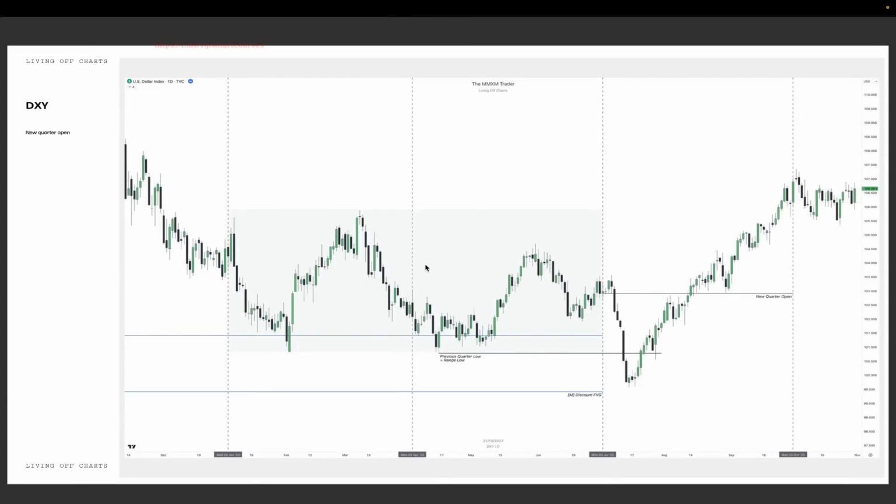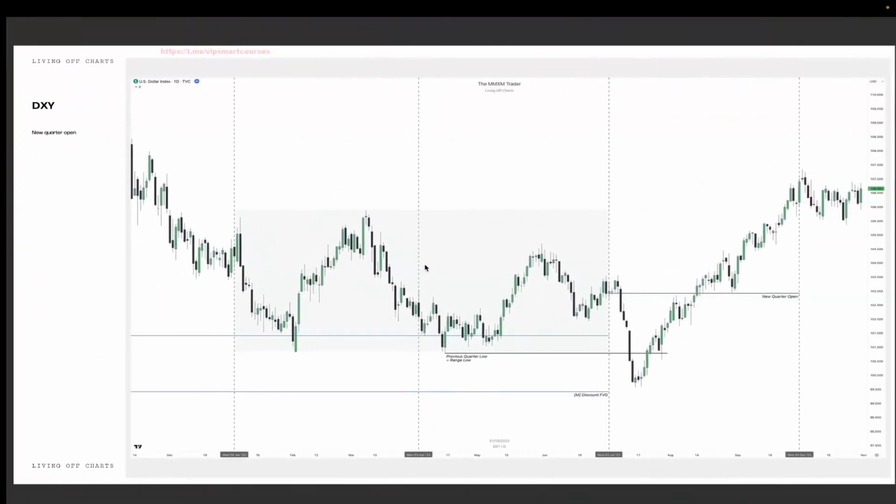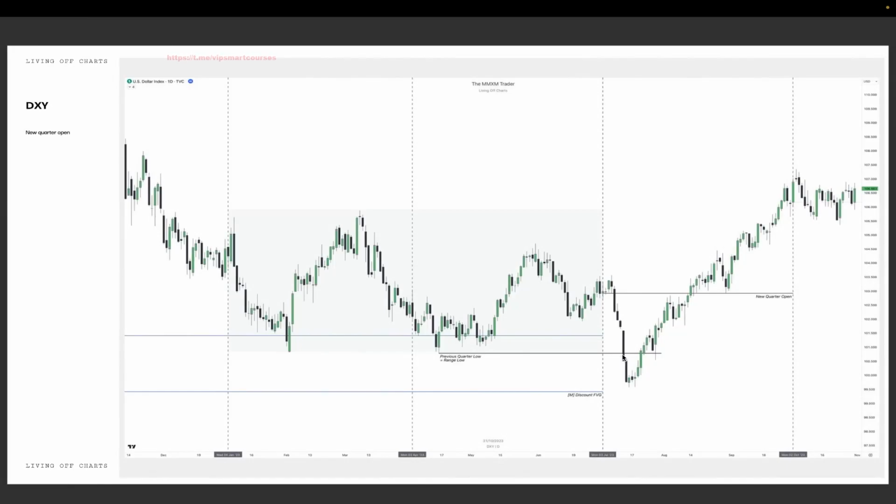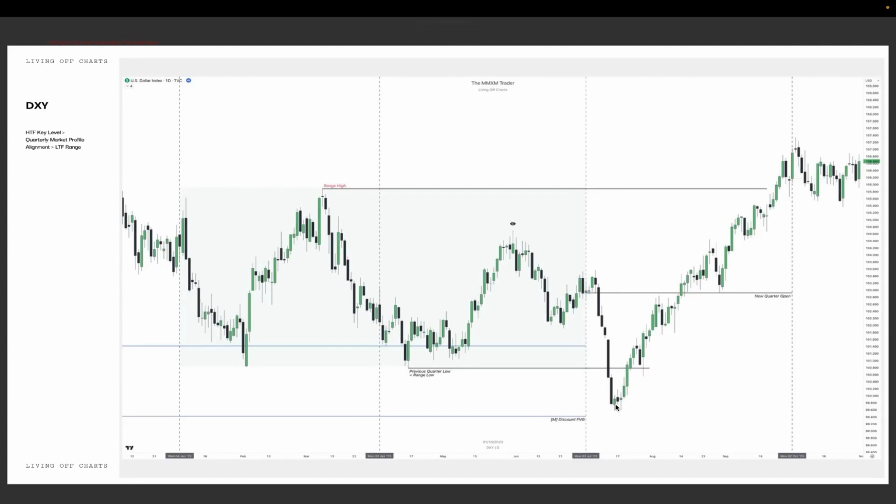So in the new quarter, here, this is July, we run below the previous quarter's low into a key level below the opening price, with a consolidation market profile in the previous quarter, the previous past two quarters here. So then we trade below the low here, below the opening price, and then we look for a lower time frame range to trade off of.